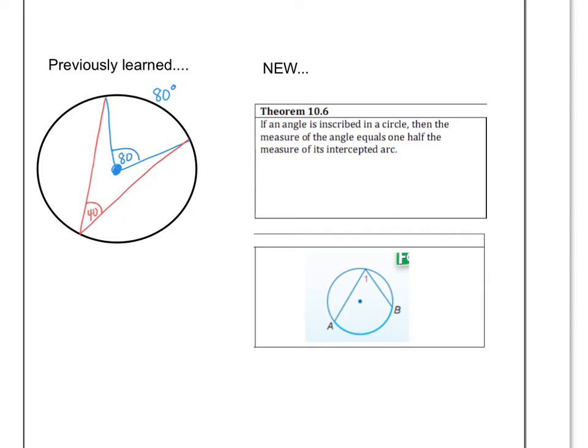So if you look over here to the right in the box, if an angle is inscribed in a circle, then the measure of the angle equals 1/2 the measure of the intercepted arc. And if we use this drawing down here, we could say the measure of angle 1 equals the measure of arc AB divided by 2. So you take whatever this arc is and divide it by 2 to get that angle.